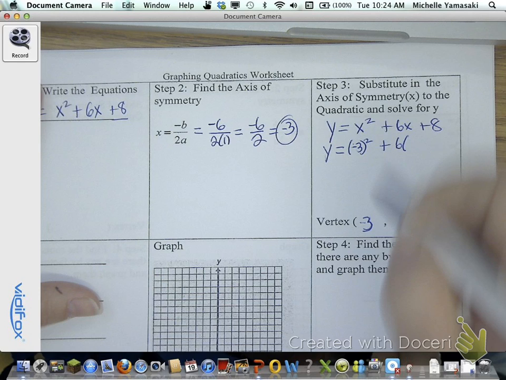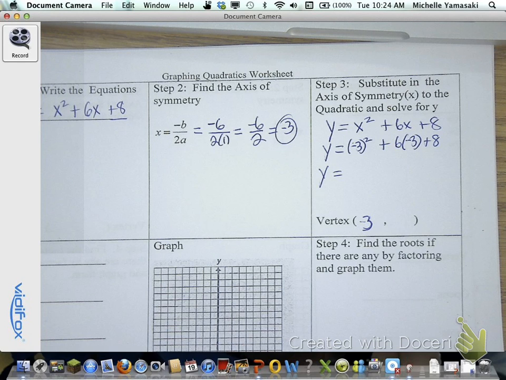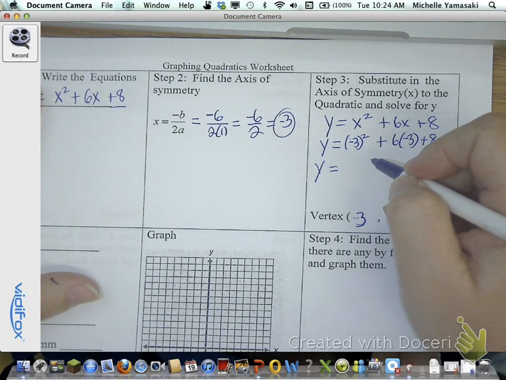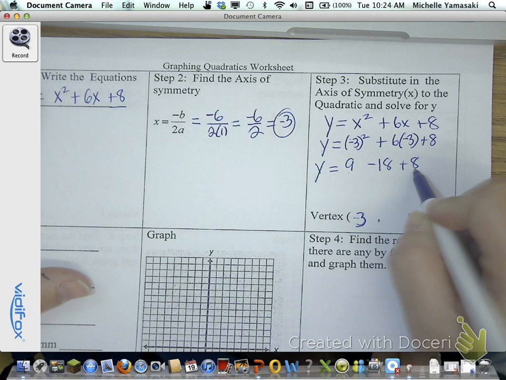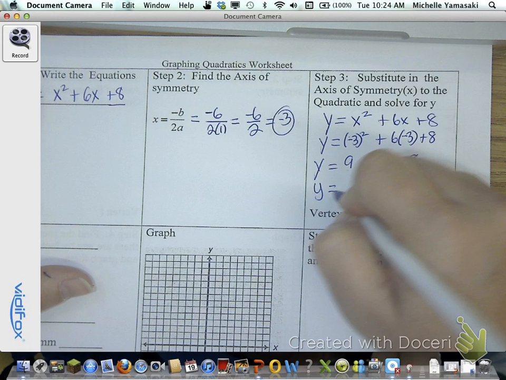Okay, 9. Keep going. Plus negative 18 plus 8, and that is 9 and 8 is 17, minus 18, so y equals negative 1. So now, I've got my axis of symmetry. I've got a bunch of information that I can really use. So my vertex is?